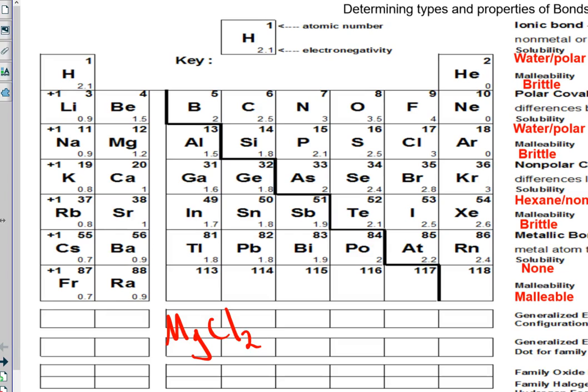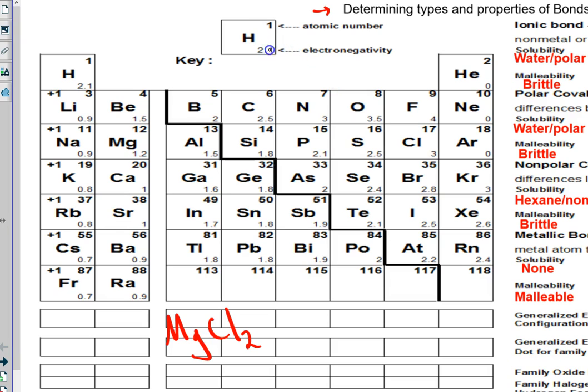Alright, so we've called you in to fix this problem with the quiz you had a couple of days ago. In that quiz you had to determine the type of bond and then the properties of the substance based on its type of bonds. So we'll go ahead and attack that real fast.